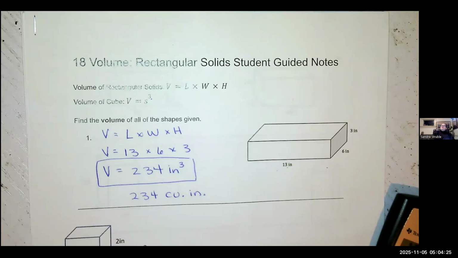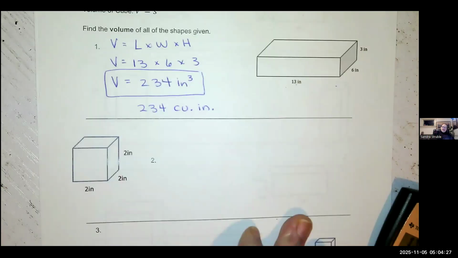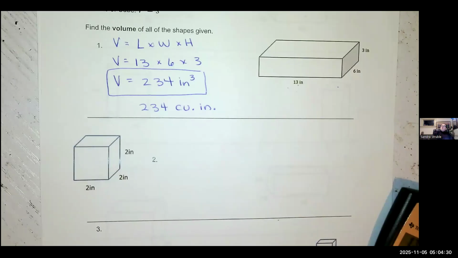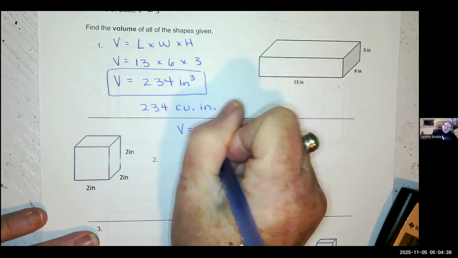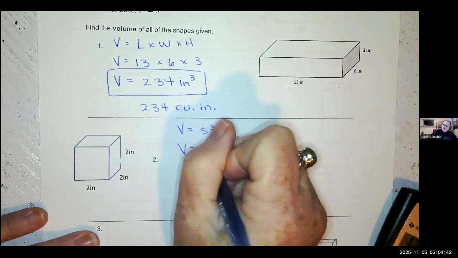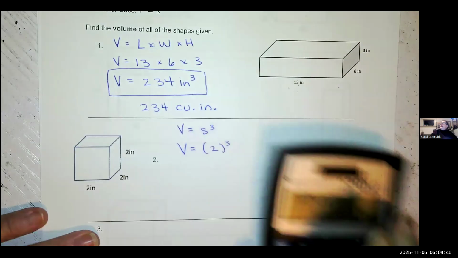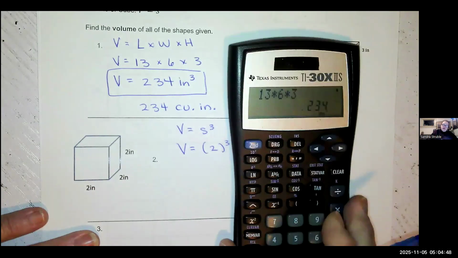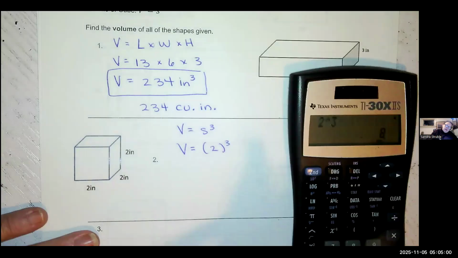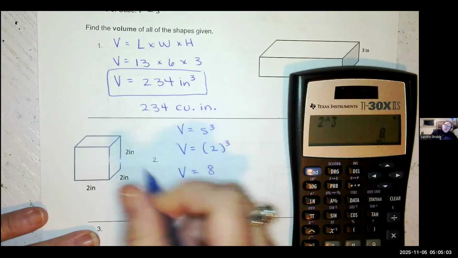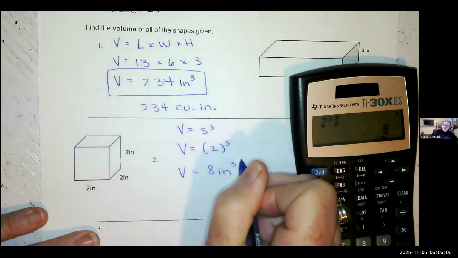Okay. Let's come down here and do this next one. Now, these sides are all exactly the same. You could do length times width times height, or you could do side cubed. And because it is a cube, I'm going to do side cubed. It is 2 inches. And we're going to cube that. We're going to have to use our caret for this because our calculators do not have cubes. So 2 caret the exponent, and then 3 equals, and that's 8. So our volume is 8 inches cubed, or you could write cubic inches, again, your choice.